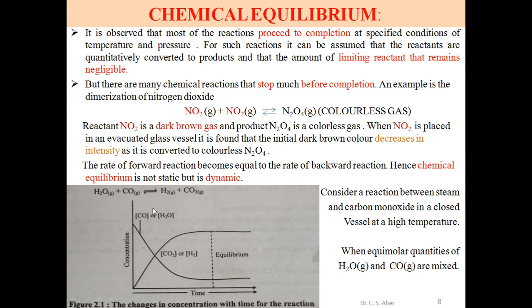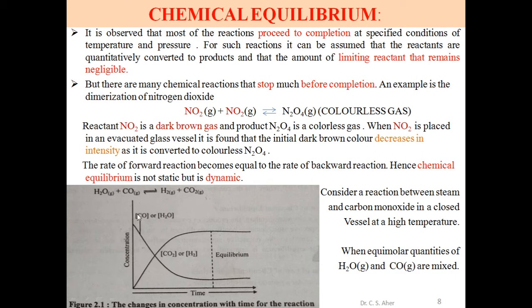See this graphical representation for the second example. This reaction is water in vapor state combined with carbon monoxide gas, reversibly converted into hydrogen gas and carbon dioxide gas. So this is our reaction in the equilibrium state. This is the second statement, that is the equilibrium state. So consider the reaction between steam, that is water vapor, and carbon monoxide in a closed vessel at high temperature.